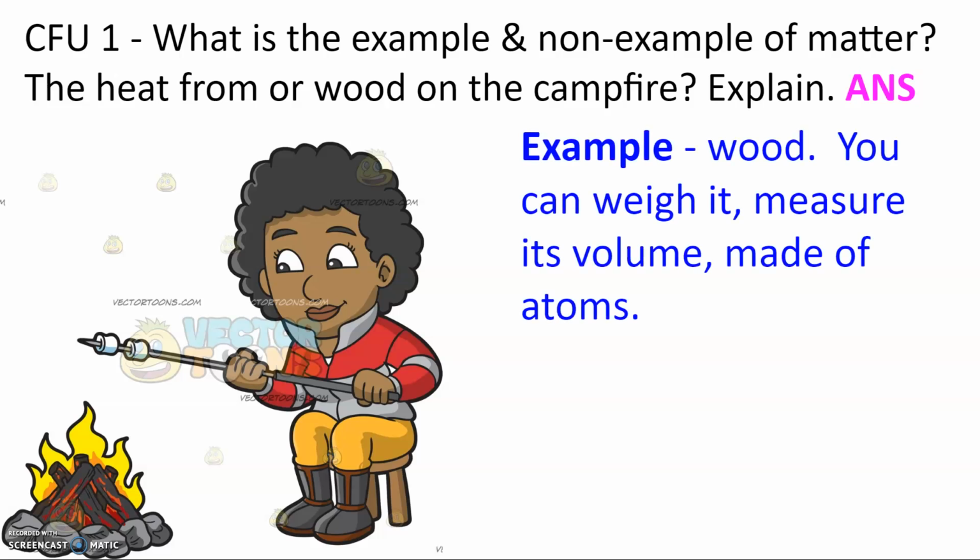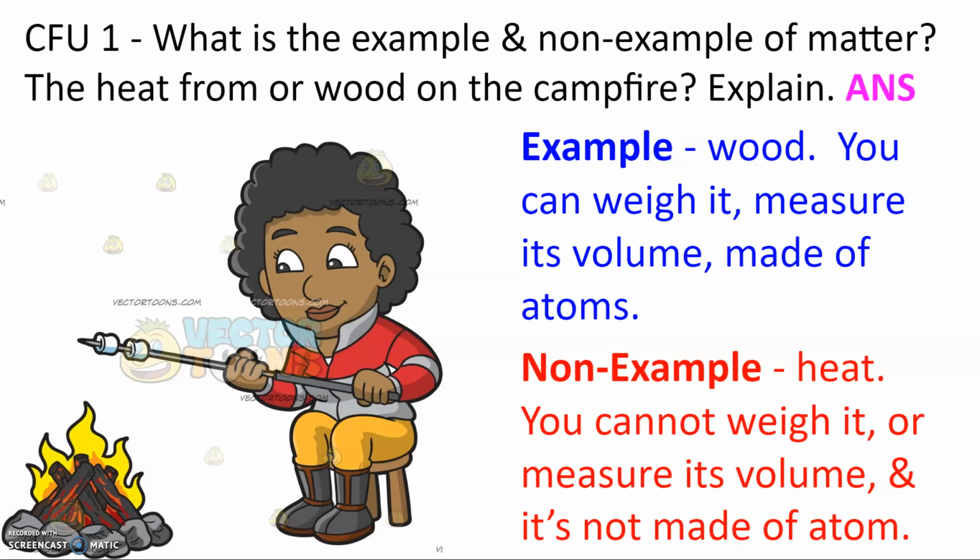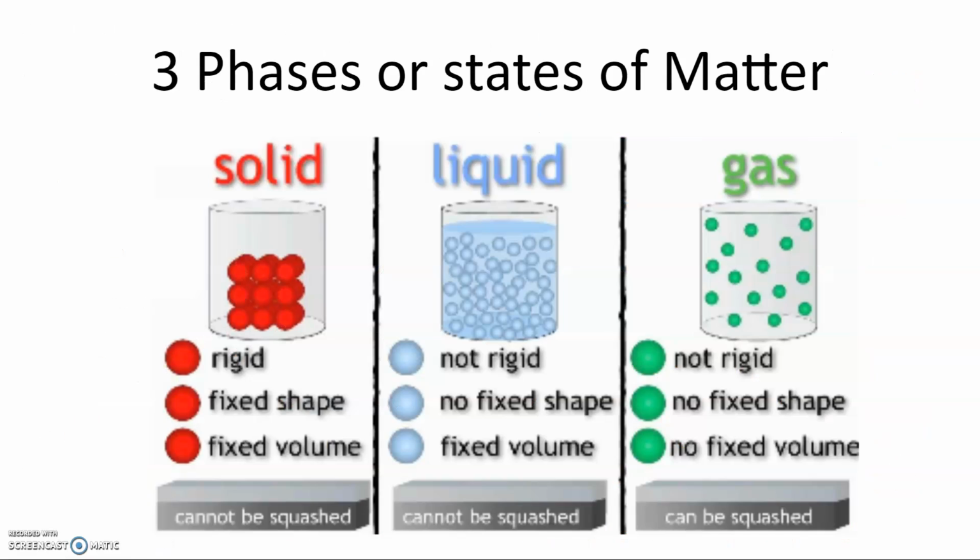So wood is an example of matter, and that's because you can weigh it and you can measure its volume and it occupies space. And it's also made of atoms, which we'll talk about in a moment. The heat is a non-example because you cannot weigh it, you cannot measure its volume, and it's not made of atoms.